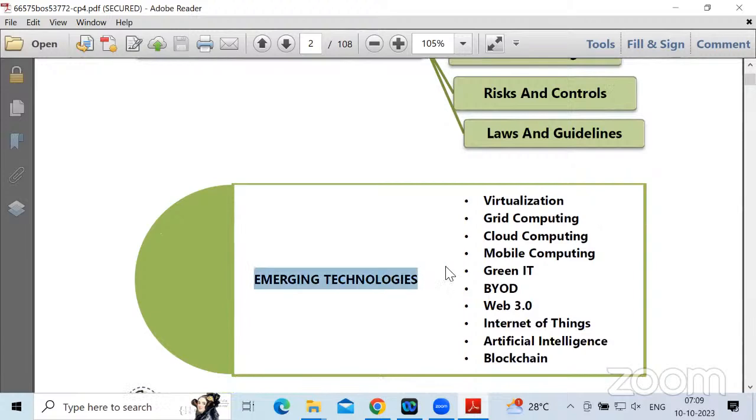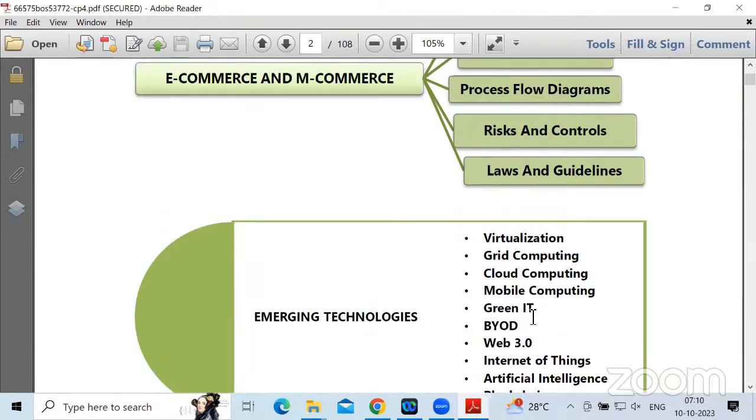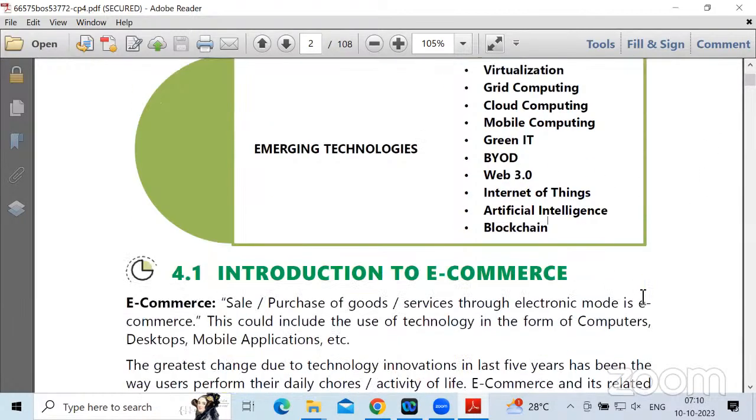Whereas emerging technologies are new to all of us: virtualization, grid computing, cloud computing, mobile computing, green IT, BYOD, Web 3.0, Internet of Things, artificial intelligence, blockchain. Out of this, definitely one question will be lifted, sometimes two questions. I have witnessed two questions also taken from this single topic. So we'll spend time on this initially, and then if time permits, we will go on to the prior items. So directly, I'm going to virtualization.